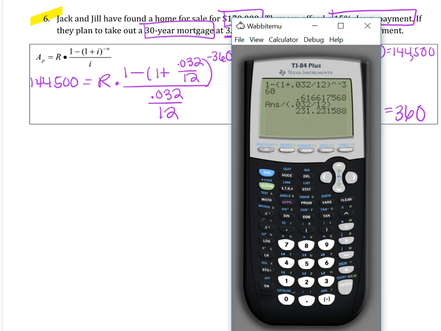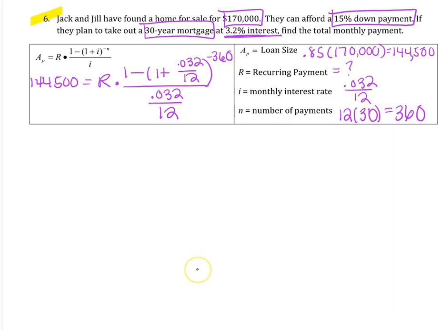Okay, so there's my work. So that's going to be this value over here on the right. So I'm going to take this 144,500 number, divide that by that answer, and I get 624.91.